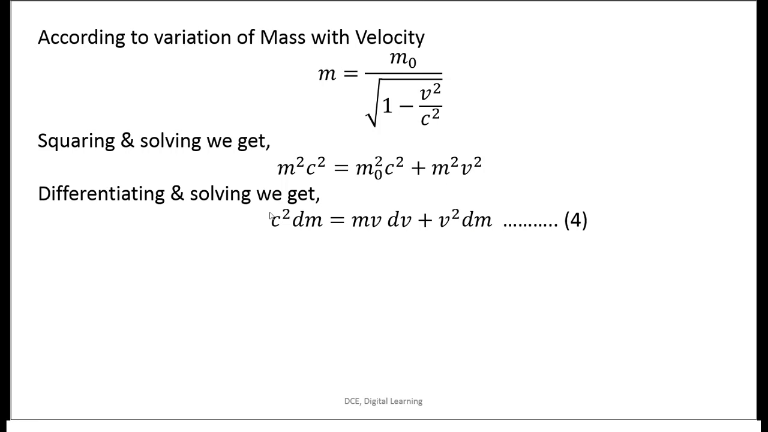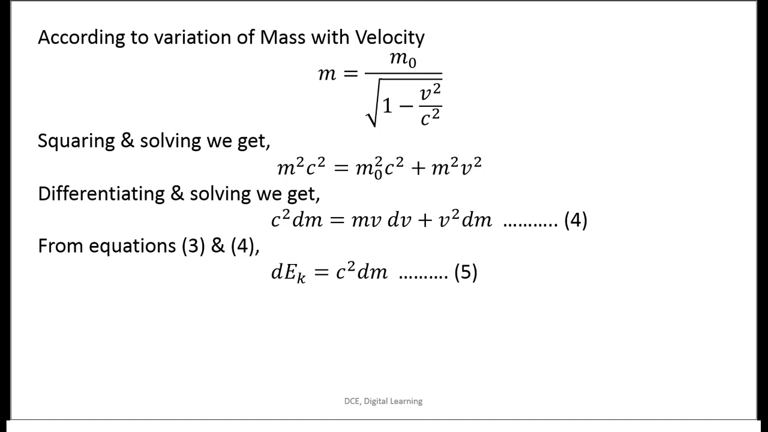So we get 2 here, 2 will be cancelled out in all the terms. We get this fourth equation. Now comparing this with equation 3, whereas the right hand side of equations 3 and 4 are equal, that is mv into dv plus v square into dm, so we can equate the left hand sides, that is c square dm and dEk. So we can write the equation as dEk is equal to c square dm.